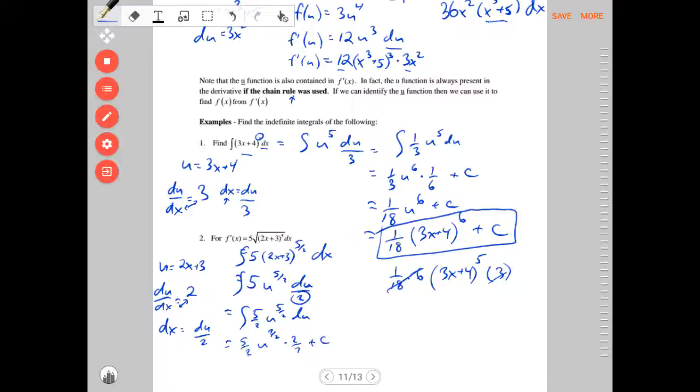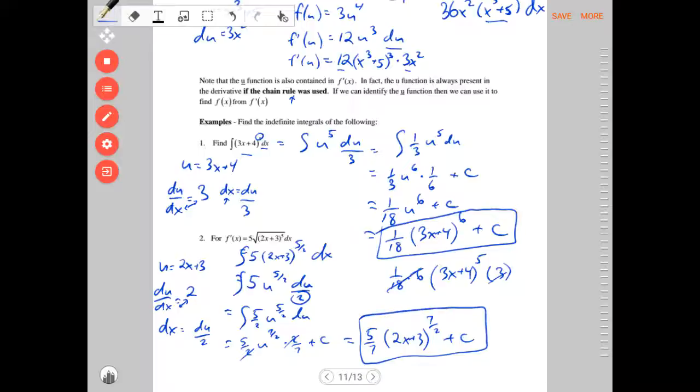Okay, so let's see, 5/2 and 2/7, so the 2's are going to cancel. So that leaves us with 5/7 u^(7/2). Well, now we can substitute the u function back out. So the u function was 2x + 3, so we get 5/7 (2x + 3)^(7/2) + c. So there is our integral.